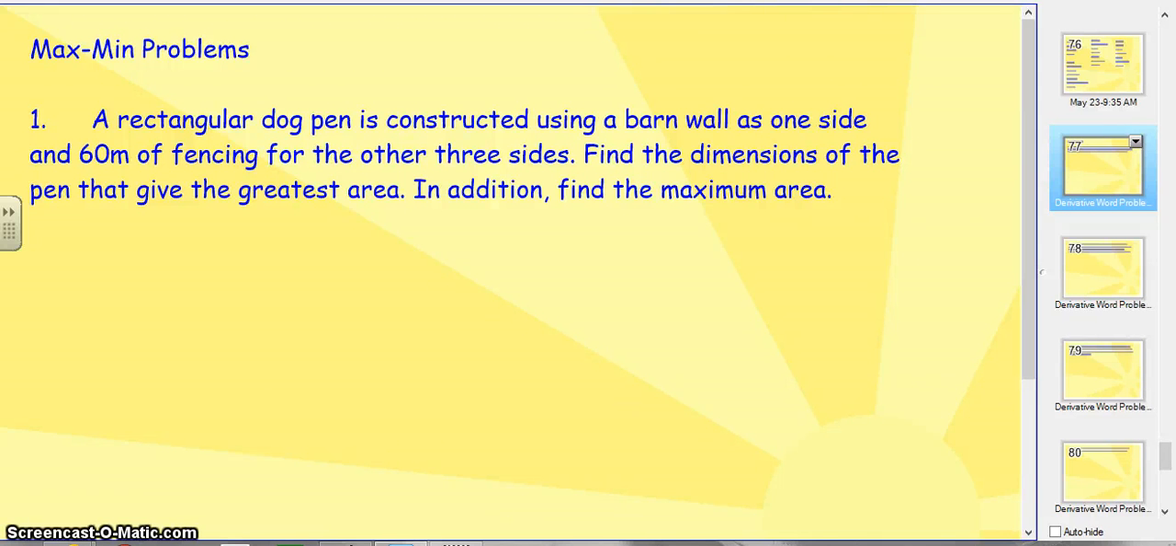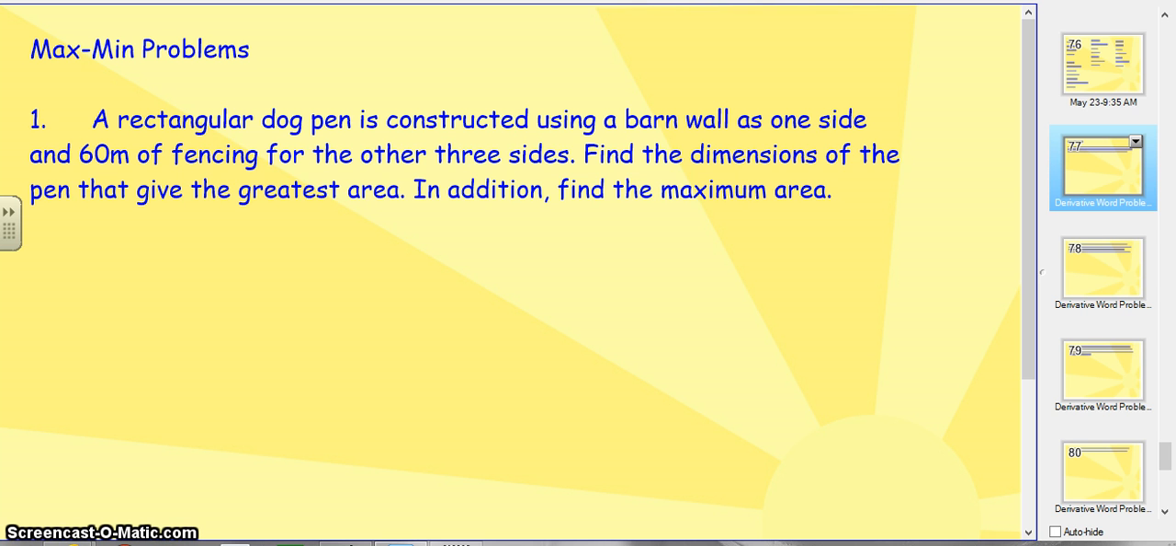Hi students, we're going to do some min and max word problems. Now, this is review. You've already seen these questions, but we're going to solve them a different way. So in the previous unit, we graphed it and then solved it that way. We're going to use derivatives to solve these.